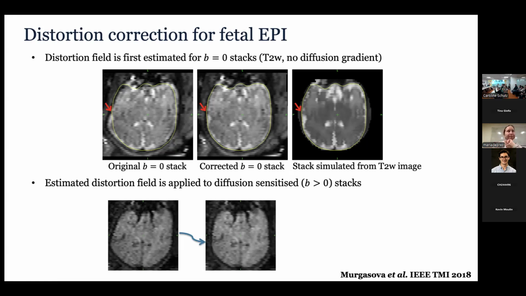Did you acquire multiple B0s throughout the acquisition? Yes. So you can use multiple B0s. And the method could be extended also to work on the individual volumes, but we haven't done it. So there could be more done if it was useful.